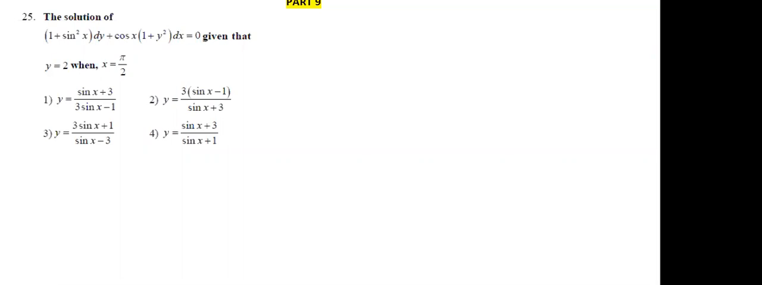In previous class, we have completed 24 problems in variable separable method in level 2. Now this is 25th question. See that? The solution of (1 plus sine square x) dy plus cos x (1 plus y square) dx. Here, variables we want to separate. This is y to that side and 1 plus sine square x to second side. Now see here, I'm separating the variables.